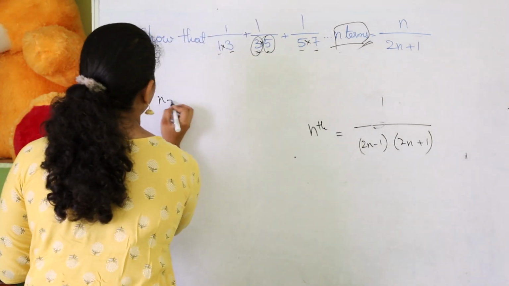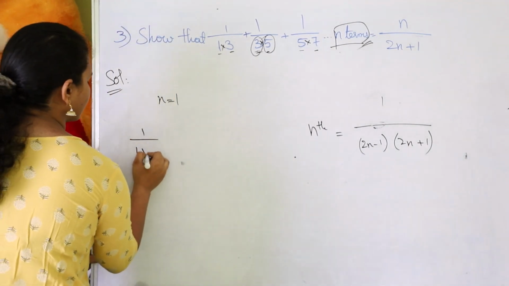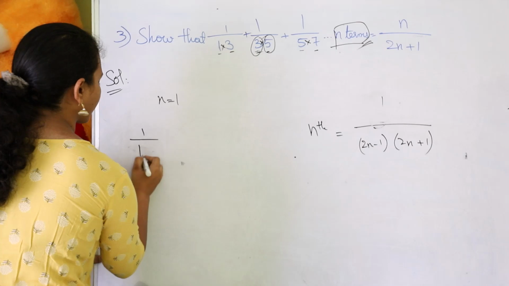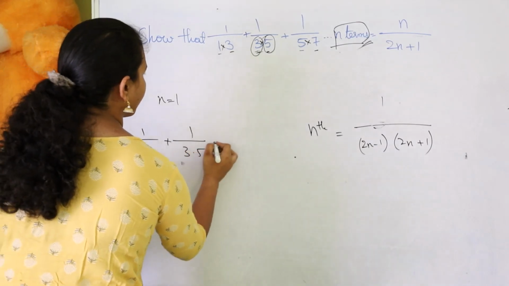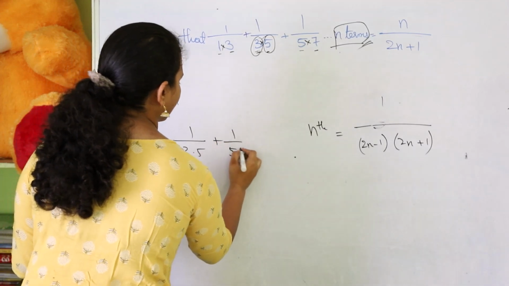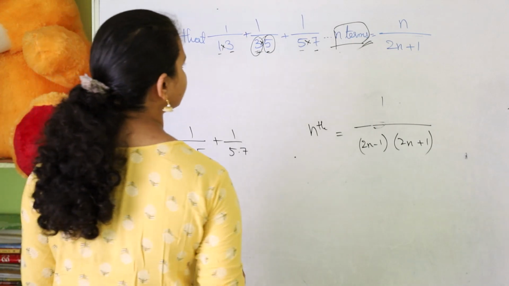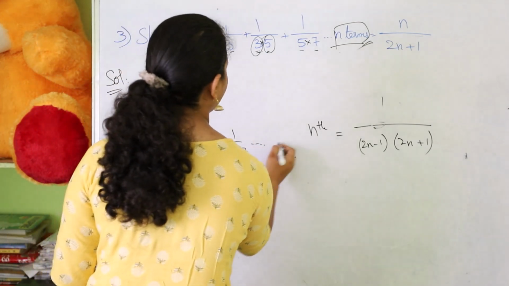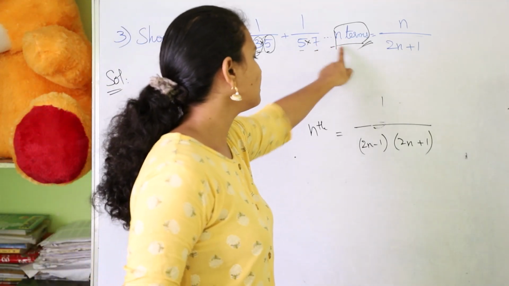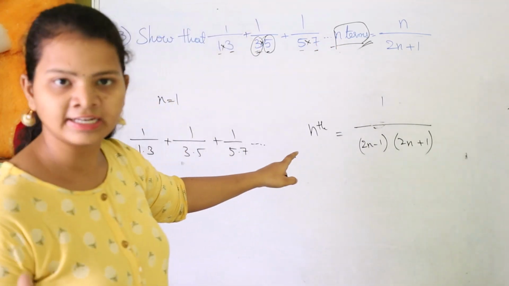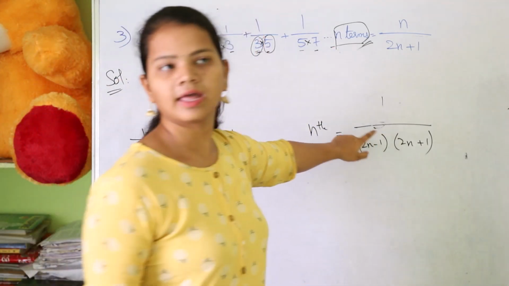Firstly, if n equals 1, then what happens here? 1 by 1 into 3, I'm going to put a dot, plus 1 by 3 into 5, plus 1 by 5 into 7, which goes until n terms. So they have mentioned n terms. What's the nth term? The nth value that I got is this. This is the n value.